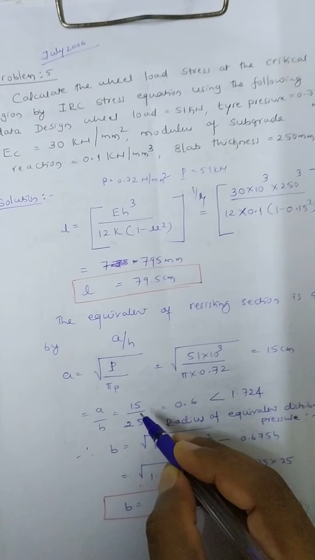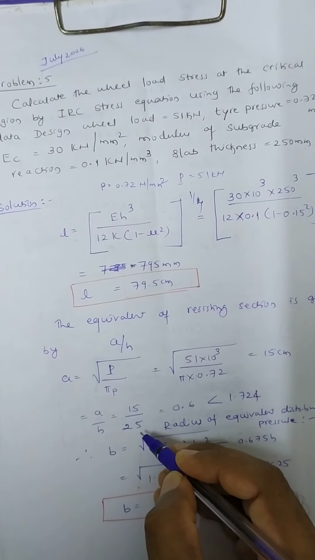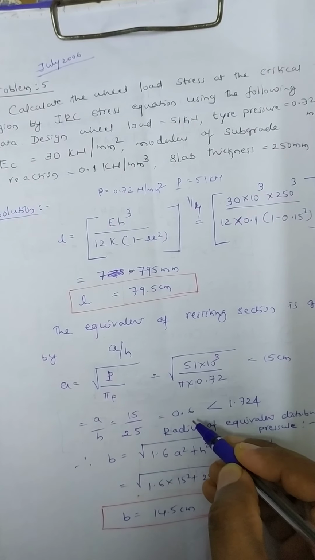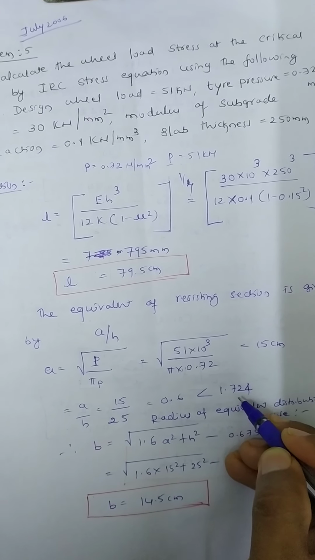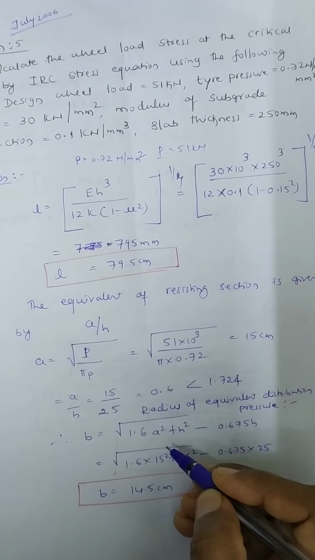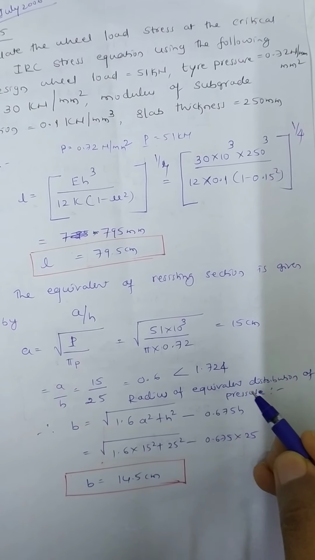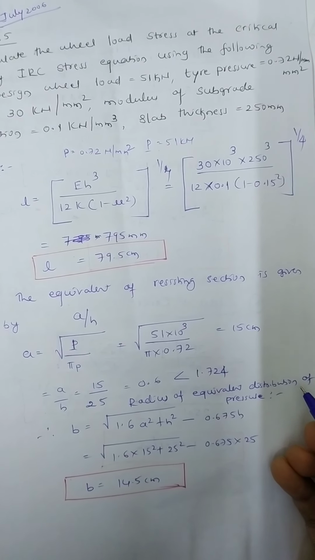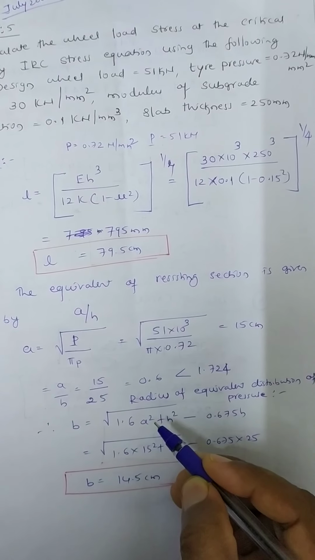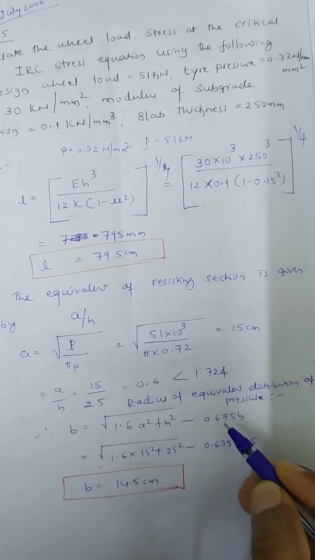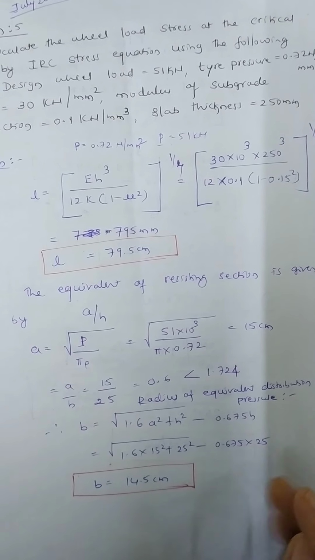So a by h is 15 divided by the slab thickness 25 cm, that is 0.6, which is greater than 0.1724. So according to the second condition, the radius of equivalent distribution of pressure is given by b equals square root of 1.6 a square plus h square, minus 0.675 h. So we get b as 14.5 cm.